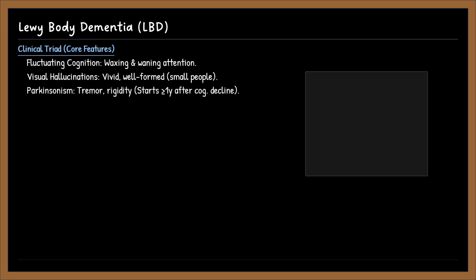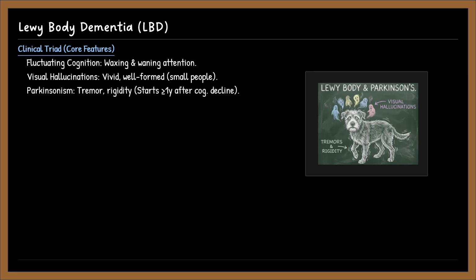Now, it's important to note that for Lewy body dementia, the Parkinsonism, tremor, rigidity, motor symptoms start at least a year after the cognitive decline. And this helps us distinguish Lewy body dementia from Parkinson's disease dementia. In Parkinson's disease, the motor symptoms will start first, whereas in Lewy body dementia, the cognitive decline will start first.